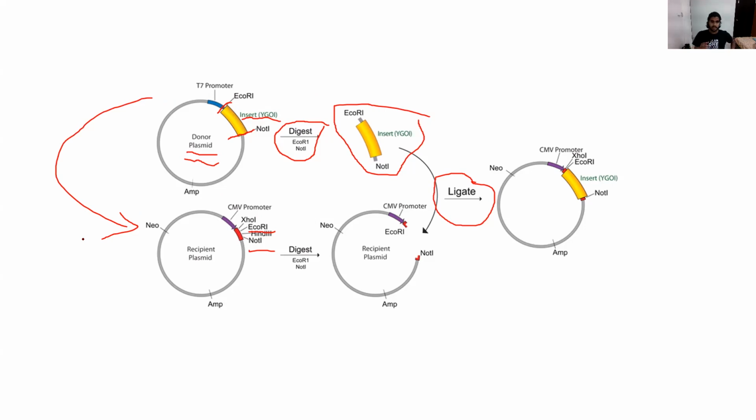Just wanted to highlight that you can use more than one restriction enzyme in combination and use these to transfer a DNA piece from one specific sequence, or in this case plasmid, to another plasmid through a process where you start with digestion. It's called a restriction digestion because you're digesting these plasmids with your restriction enzyme, followed by ligation.